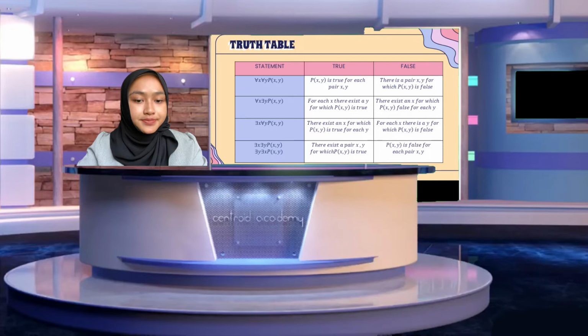Okay, second, for all x there exists y, p(x, y). For each x there exists a y to make the statement true, and for each y there exists an x to make the statement false.